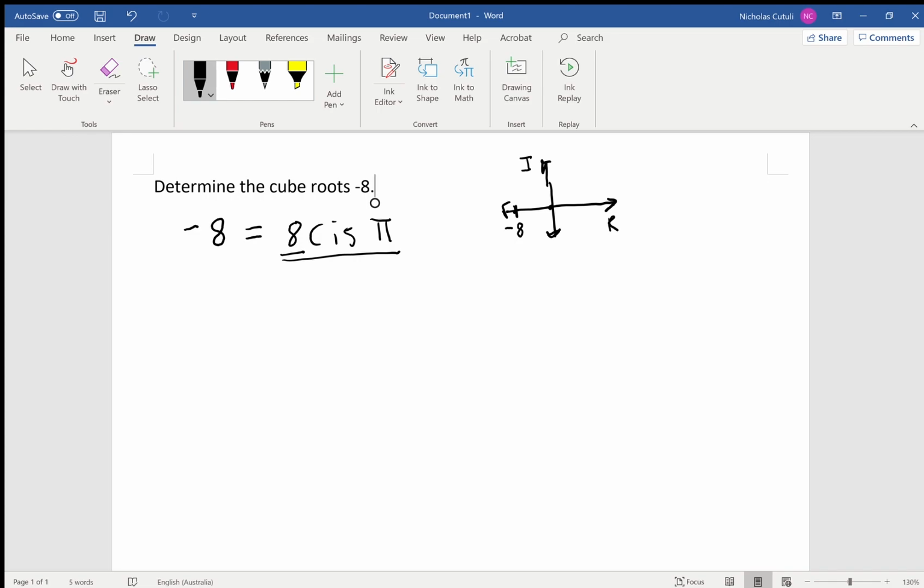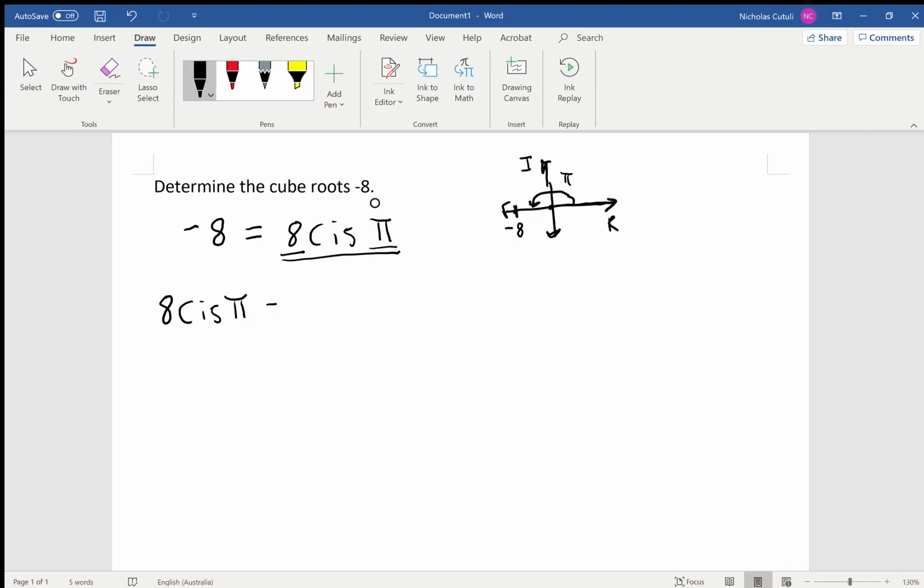And the argument, the angle from the positive x-axis or positive real axis, rotating back in an anti-clockwise direction, is going to be pi in radians. Okay, so -8 is the same as 8 cis pi. Right? Now, there's another way that we could write -8. There's actually quite a few ways that we could write this 8 cis pi as a complex number. So let's have a look at some of those combinations.